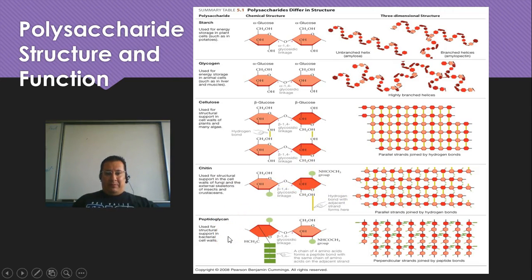Then we have peptidoglycan. Peptidoglycan is found in bacterial cell walls. Once we get into bacteria, we'll see how these cell walls are made, and kind of the same function as the chitin. You have these parallel chains, but then you see on here amino acids form peptide bonds, and some chains of amino acids are adjacent strands. So these are perpendicular instead of parallel, and are joined together by peptide bonds. That makes their cell wall just a bit stronger than one made up of chitin. So those are the structures of polysaccharides or carbohydrates. You have some that are used for energy, some for structure and support.